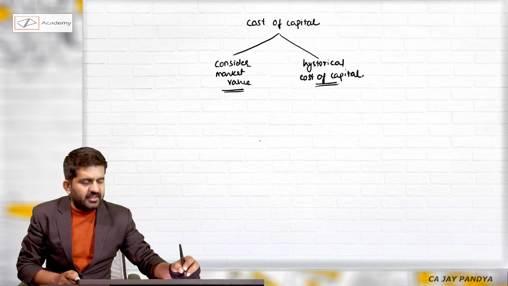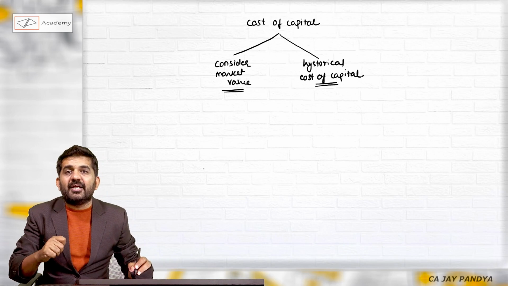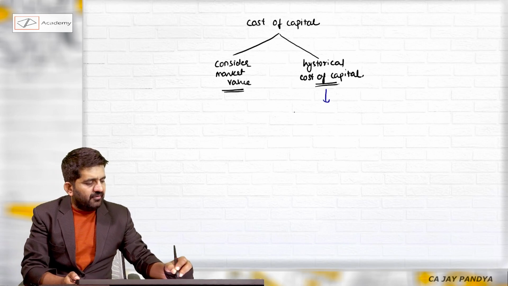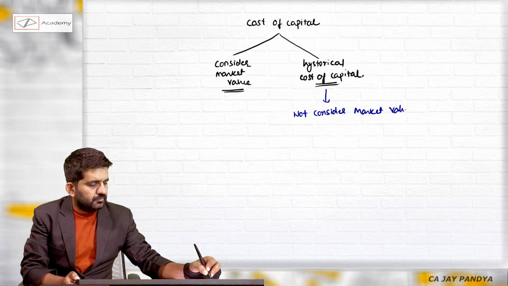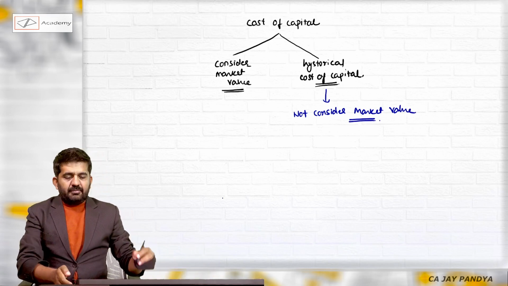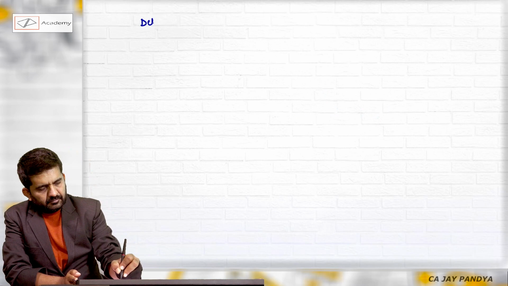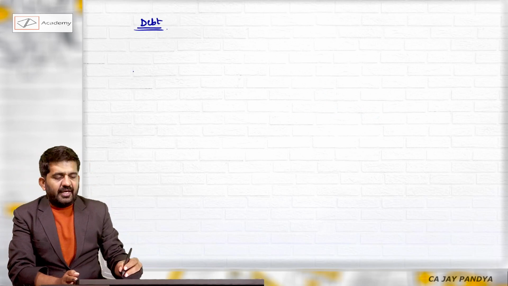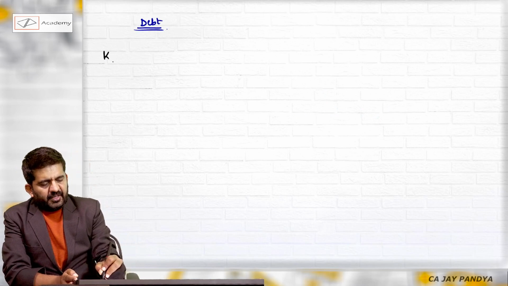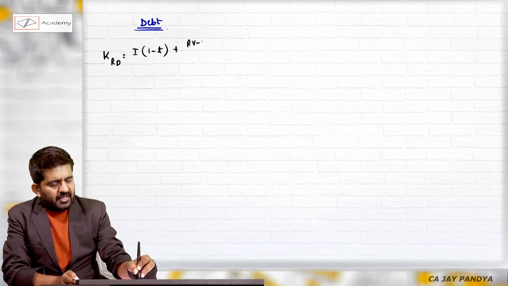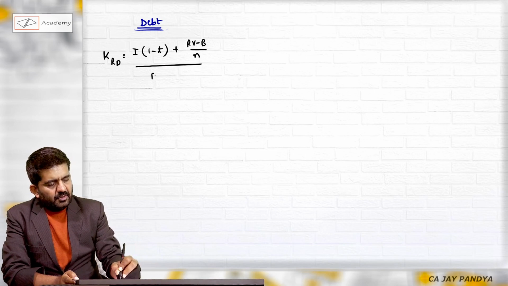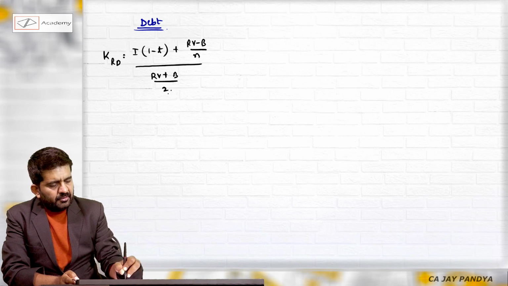I am assuming this. While calculating cost of capital, I will not consider market value. Let me start with debt. They are redeemable debt. How to find out cost of redeemable debentures: I into 1 minus T plus RV minus B upon N upon RV plus B upon 2.